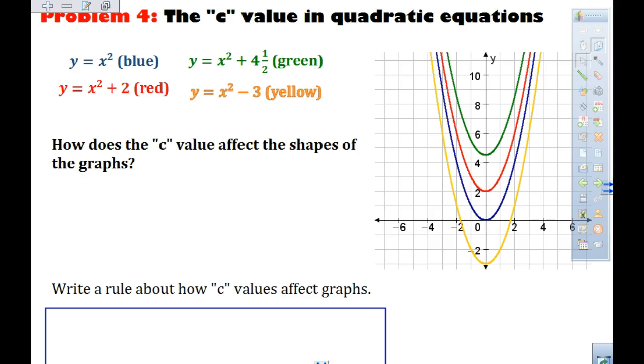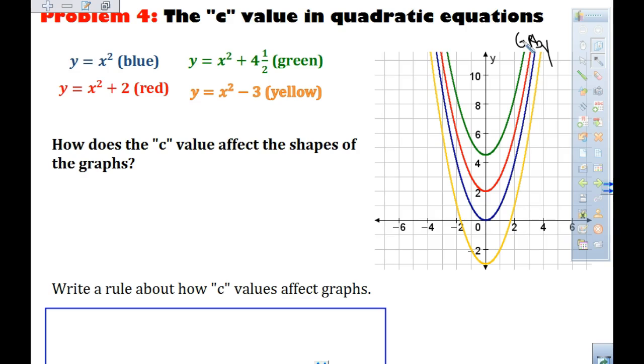So now we need to look at what changed this time. What's the same in all of these equations? Again, I don't know if you need to write the colors or you just put this is yellow, blue, red, and green, so that as you're looking at your notes you can see x squared has its vertex at 0, 0.